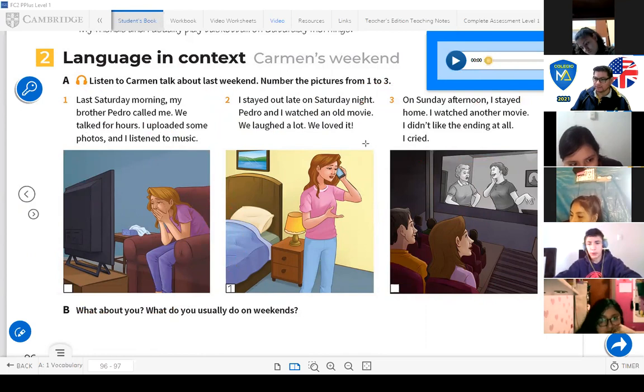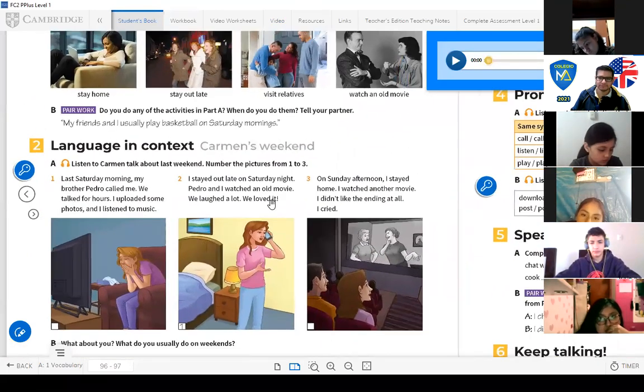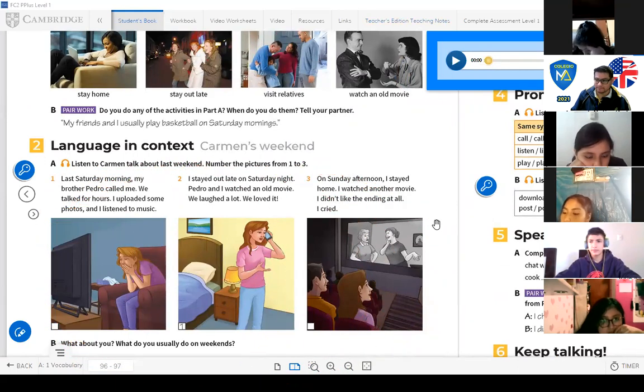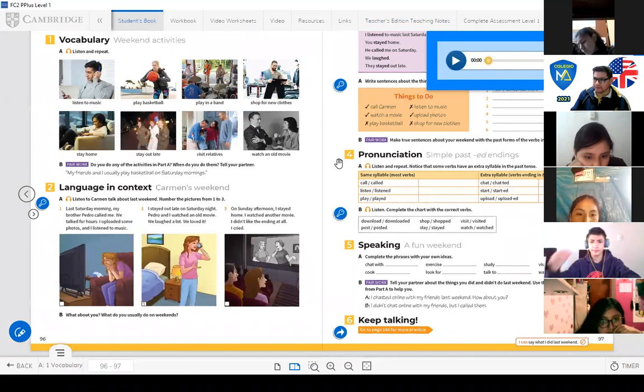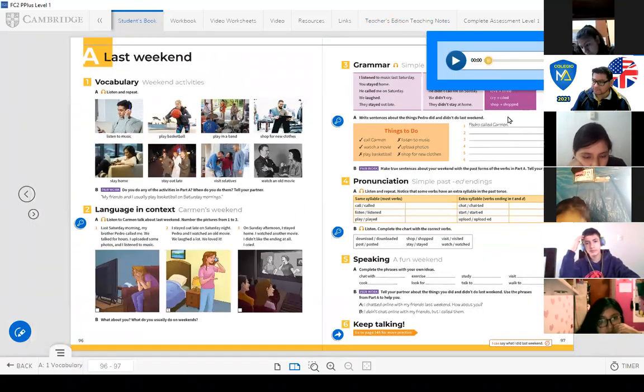Okay, remember, they are talking about something that happened in the past, something that happened last weekend. Okay, now, let me see. I think we must do the next part.